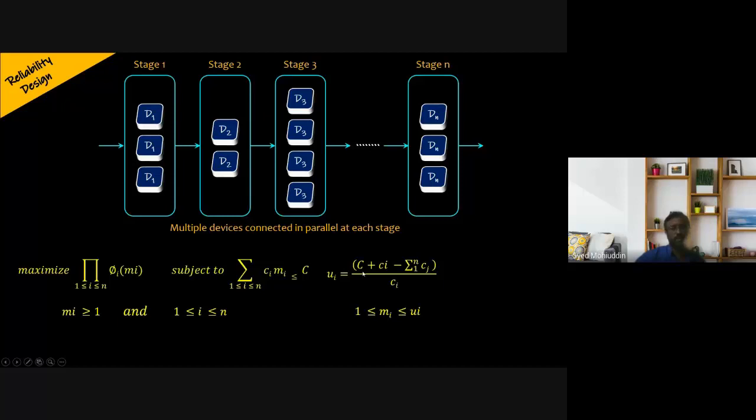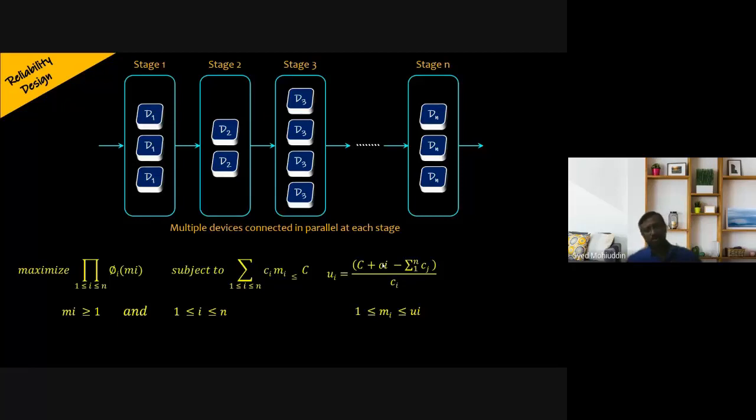And that formula is nothing but C, the total cost, plus Ci minus the summation of Cj of all the devices, divided by Ci. This is going to give us the number. And this obviously is going to be a floating point number, a decimal number, and we cannot use 0.5 device. We have to use a whole number of devices. So we have to actually consider how many devices can be used.